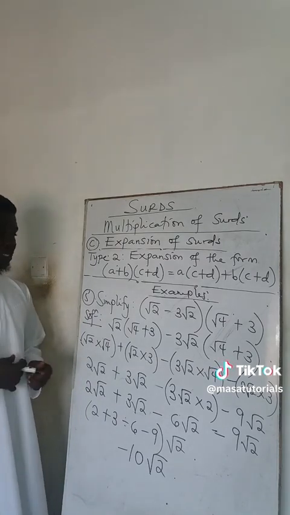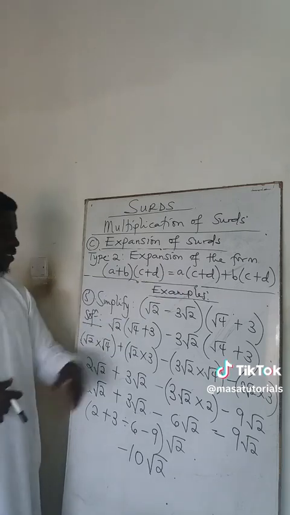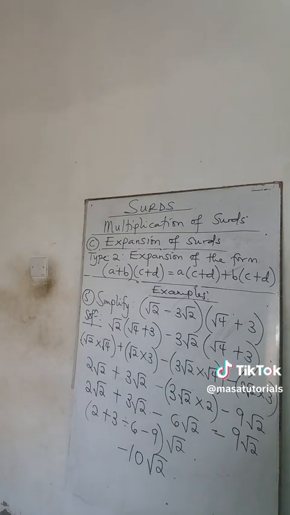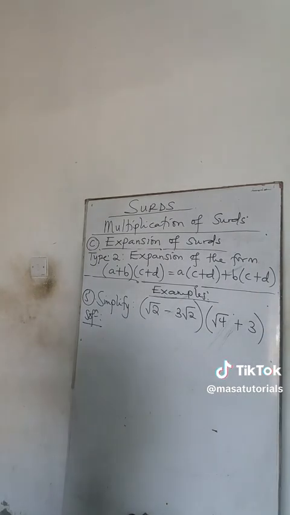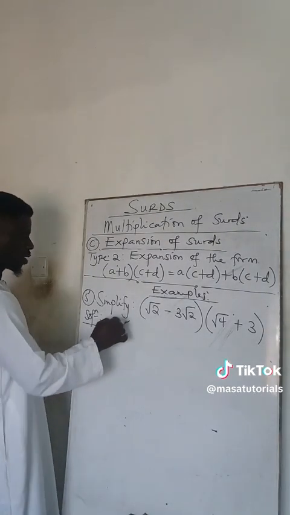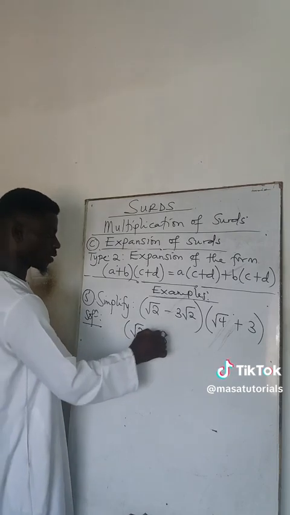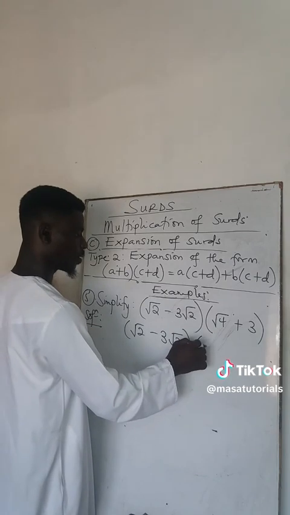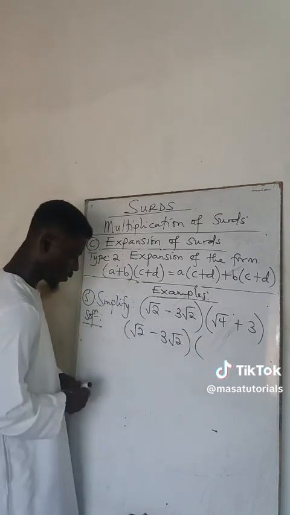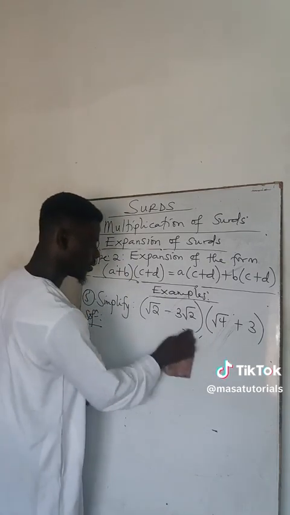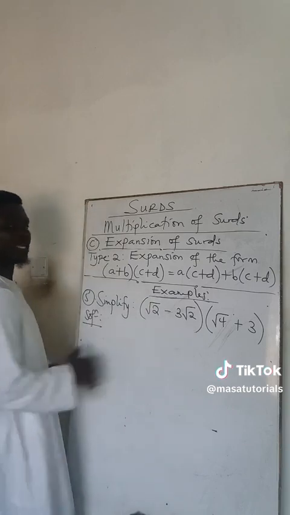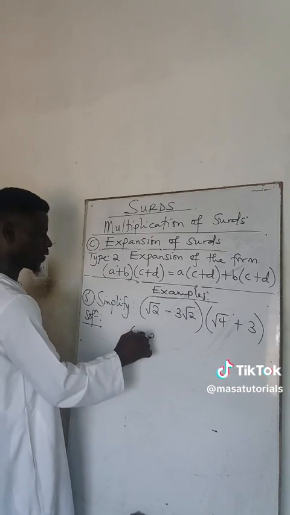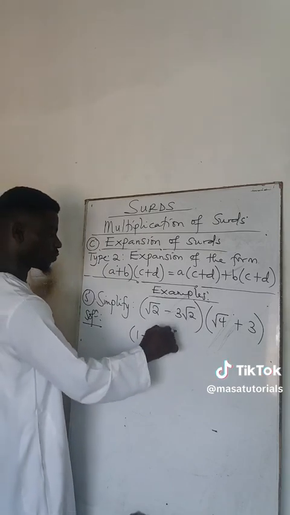Let's see the second way, without using this one. Let's see whether we get the same thing as negative 10 square root of 2. So let's see square root of 2 minus 3 square root of 2. Then here, square root of 4. Okay, better still, let's see. Even we have like terms here. Square root of 2, square root of 2. So you get 1 minus 3 square root of 2.